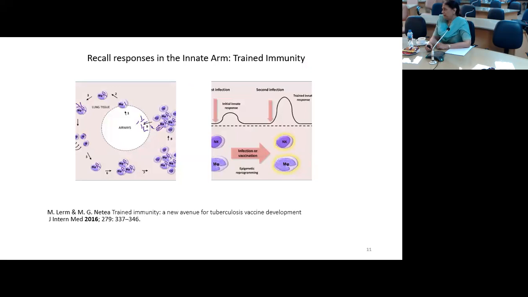So the memory response in innate immunity was challenged. Although people knew that there are recall responses to BCG, the first experimental evidence to show that yes, there is recall was in this paper that was reviewed in 2016 by Nitya, and Nitya were the first to show experimental recall of innate responses. And this is what it is. These are mycobacteria, first time, second time. And there is a recall in the innate system.